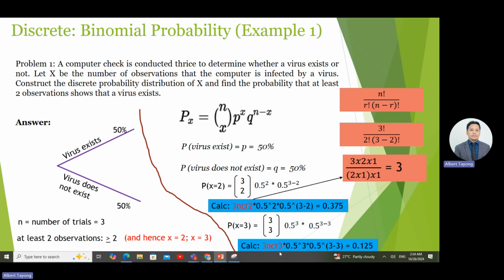So you have to press 3 nCr 3, times 0.5 raised to the power of 3, times 0.5 raised to the power of 3 minus 3, which is equal to 0.125.